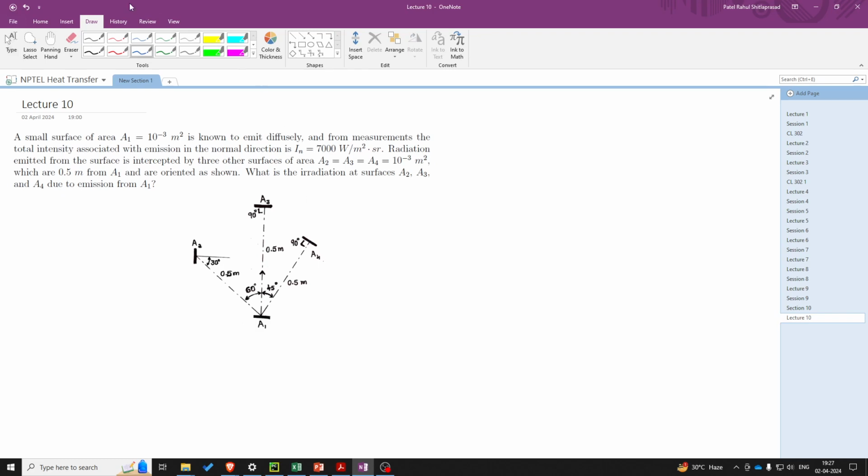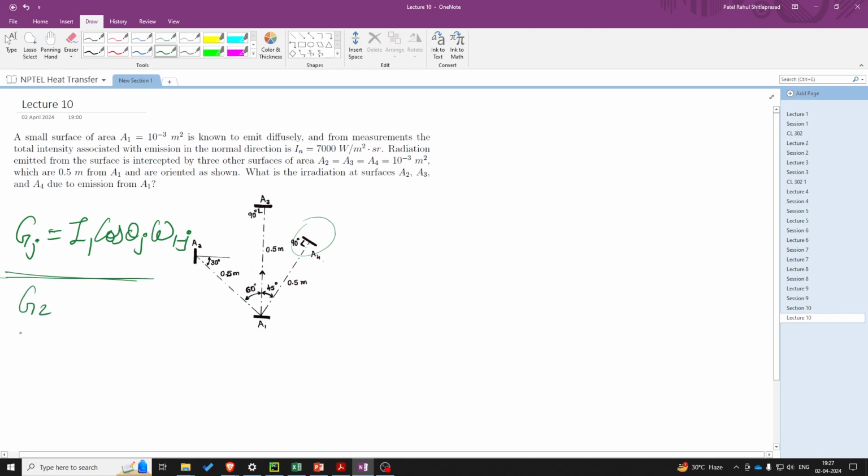We have been given the formula for the irradiation. G of j will be dependent on the radiation intensity I1, the angle at which the radiation leaves, and then this steradian parameter, whereby it shows the angle and area at which the radiation is incident over here. So we can use this formula in order to find G2, G3, G4. So let's find that.